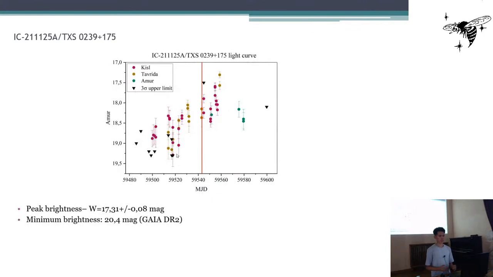This light curve was made using data from three observatories, MASTER-Kislovodsk, located in the Caucasus, MASTER-Tavrida, located in Crimea, and MASTER-Amur, located near Blagoveshchensk. Once again, a flare. For some reason, the main peak was approximately a month after the neutrino event, and then a steady decline. Peak brightness is 17.3 magnitude.